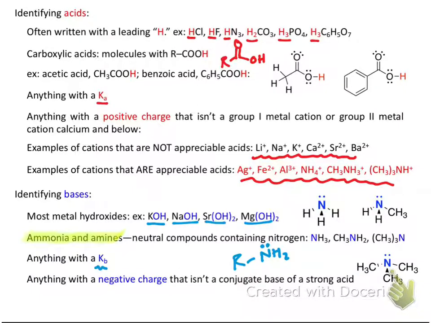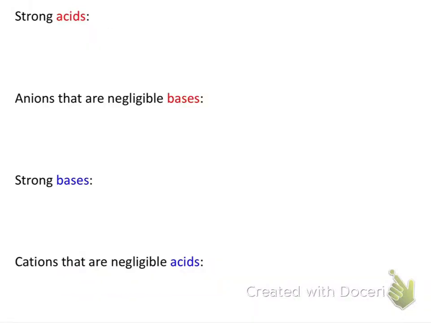And remember, if you're trying to relate an acid and a base, a conjugate acid-base pair and their relative strength, you can use the relationship Ka times Kb equals the auto-ionization constant of water, Kw. And then finally, anything with a negative charge that isn't the conjugate base of a strong acid can hydrolyze water in aqueous solution. More on that right now.